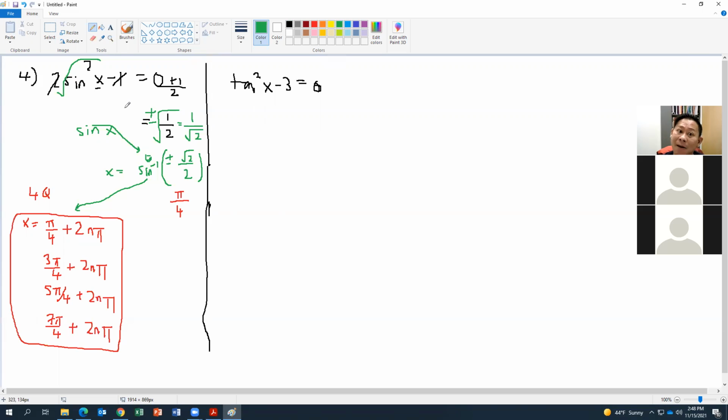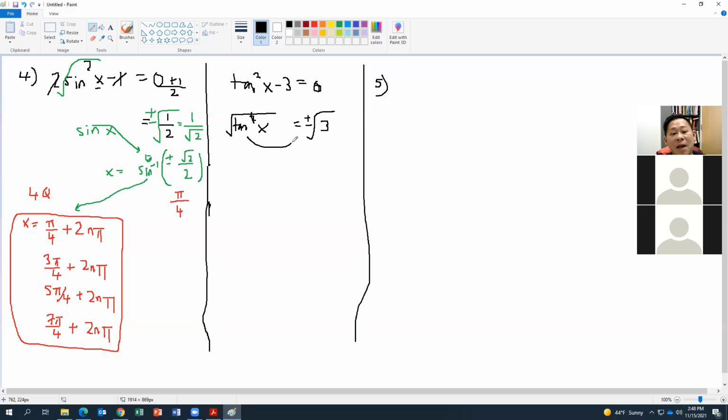So this is only one part of it. Now you're going to do the other part. Can someone tell me what you need to do on this part? Plus the 3, so you add 3 there. So you get tangent squared x equals 3. And then you take the square root of it. You will have a plus minus. And then we move the tangent over.